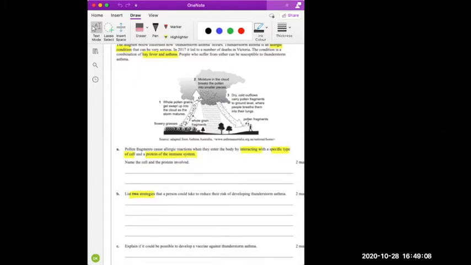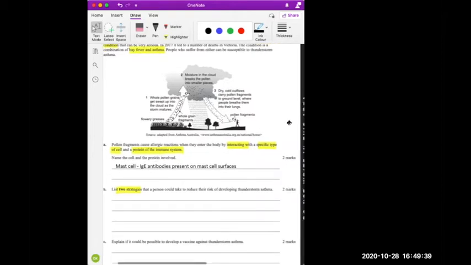So what I want you to note there is that this question is asking about things that the pollen or the allergen will directly interact with. And histamine is something that it indirectly interacts with. So that's not a correct answer here. So the specific type of cell is your mast cell. And the protein is the IgE or the immunoglobulin E antibody present on mast cell surfaces.